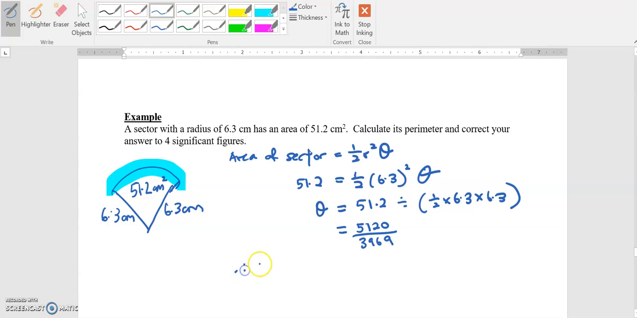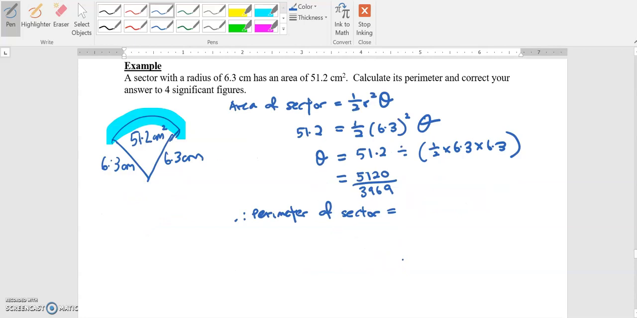Therefore, to calculate the perimeter of sector, I know perimeter is made up of 2 radius, so I'm going to take 2 times 6.3, and I'm going to add the arc length. Since my angle that I calculated is in radian, I'm going to use the radian formula to solve. So the radian formula for arc length is r theta, which is 6.3 times 5120 over 3969. Okay, let me do my calculation.